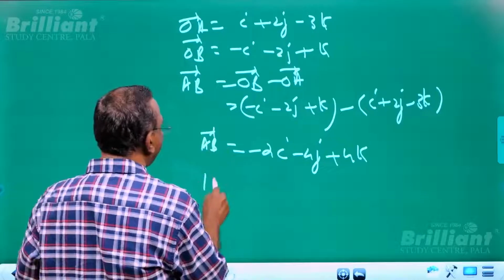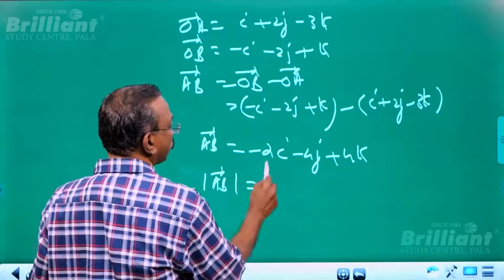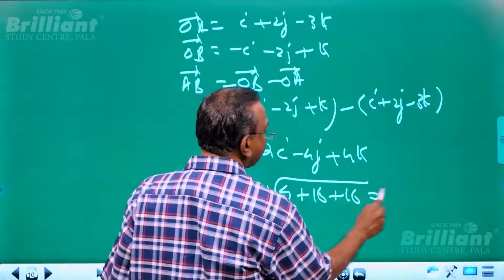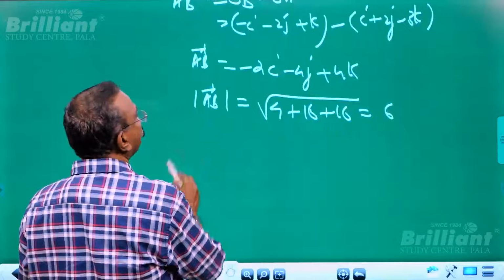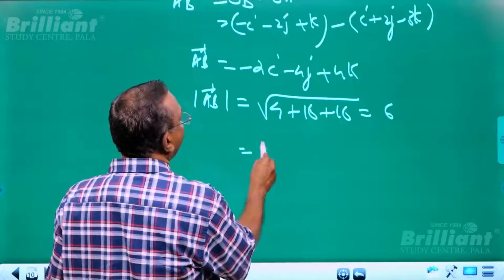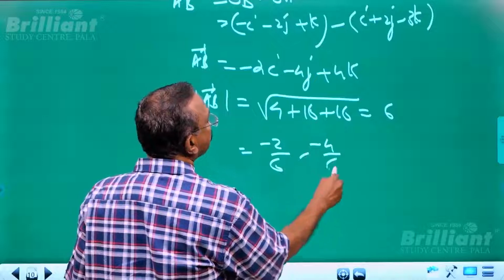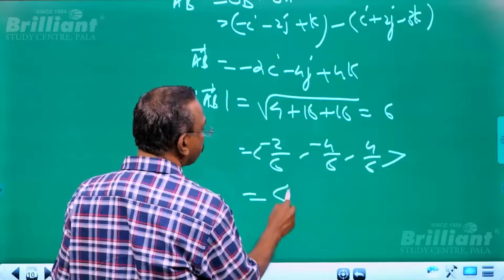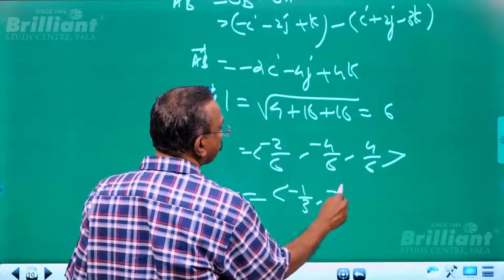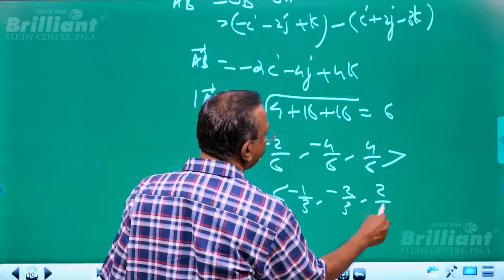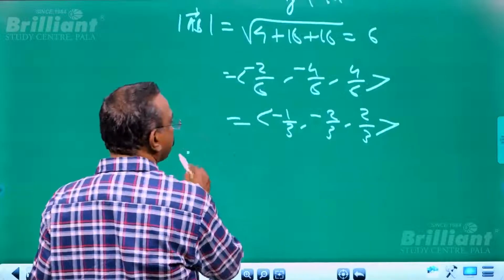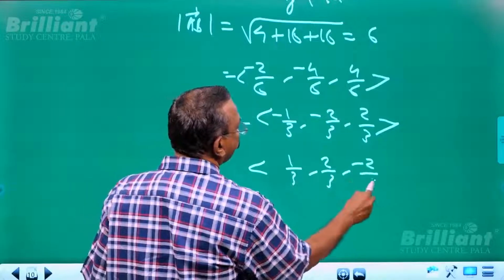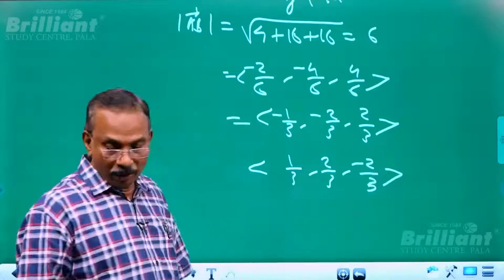You just find the magnitude of vector AB to find the direction cosines. So, root of 4 plus 16 plus 16 is equal to 6. So, 1 by 6 of that total value is equal to minus 2 by 6, minus 4 by 6 and 4 by 6. It can be written as minus 1 by 3, minus 2 by 3 and 2 by 3 as the direction cosines. Otherwise, we can keep it in the form 1 by 3, 2 by 3 and minus 2 by 3. This can also be referred to as the direction cosines of the given problem.